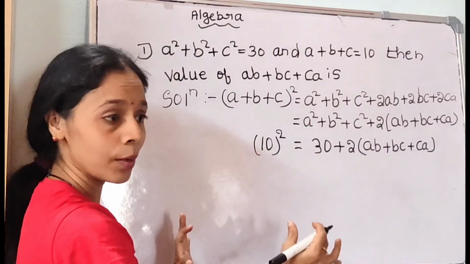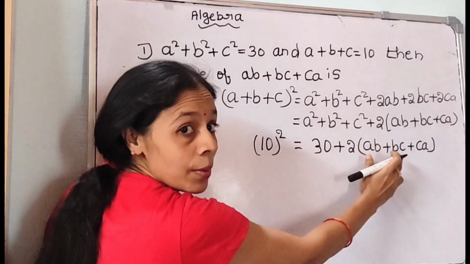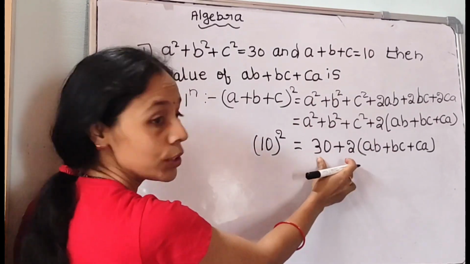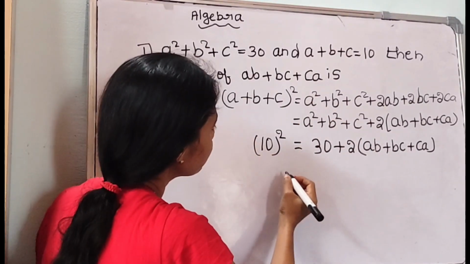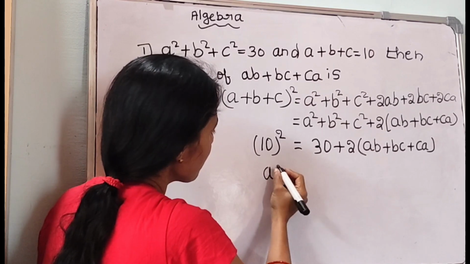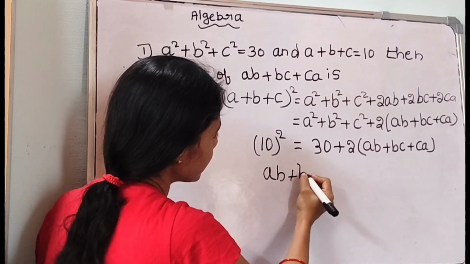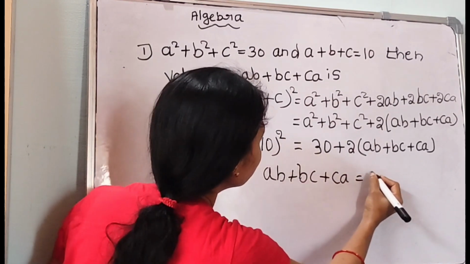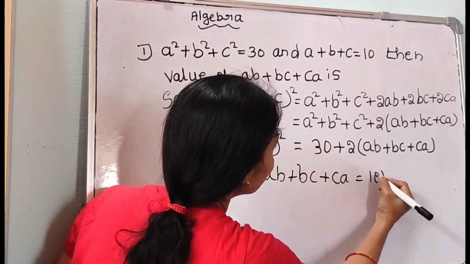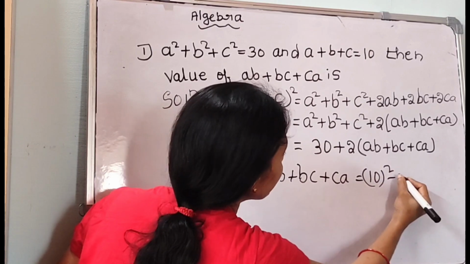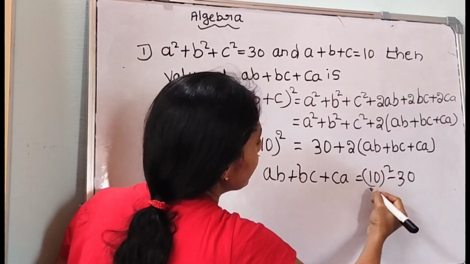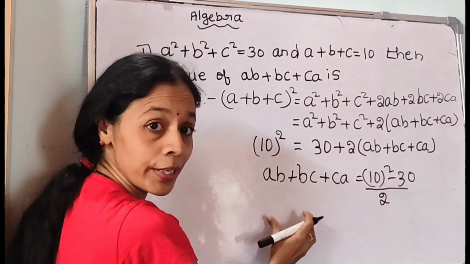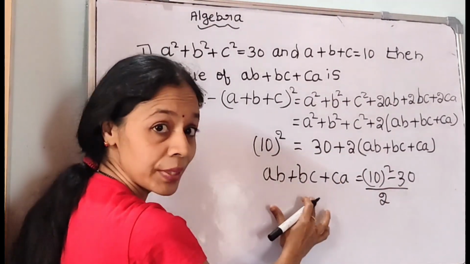What do we find in this sum? We find ab plus bc plus ca. So we transfer the 2 to this side. So ab plus bc plus ca is equal to (10 whole square minus 30) divided by 2. After we simplify this, we get the value of ab plus bc plus ca.